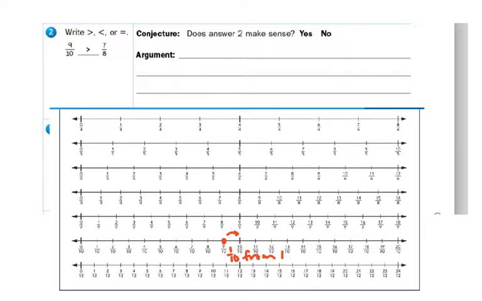Now I look at 7/8. 7/8 is 1/8 from 1 whole. And I know that 1/10 is less than 1/8. So 9/10 has to be closer to 1 whole. If I ate 1/10 of the pizza, that would be less than 1/8. So that has to be closer. So, yes, the answer makes sense.